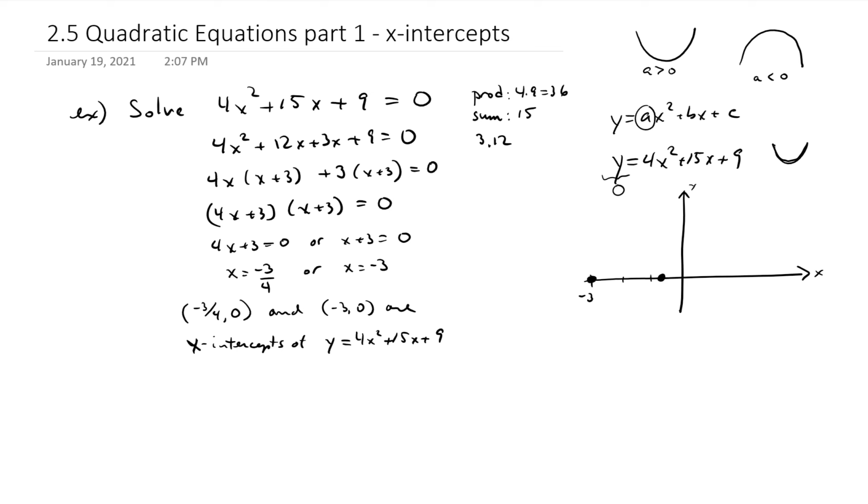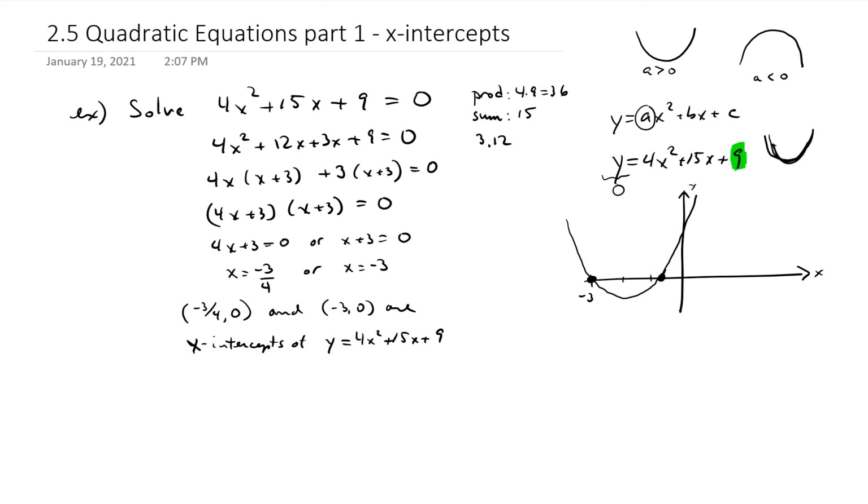Knowing that the value of a, which is 4, is positive, my curve is concave up. So I know that if I were to graph this curve, it would look like this.